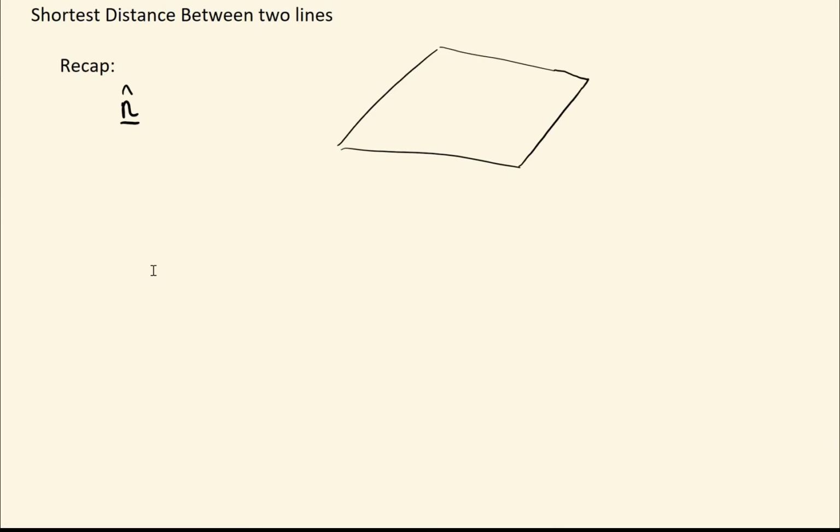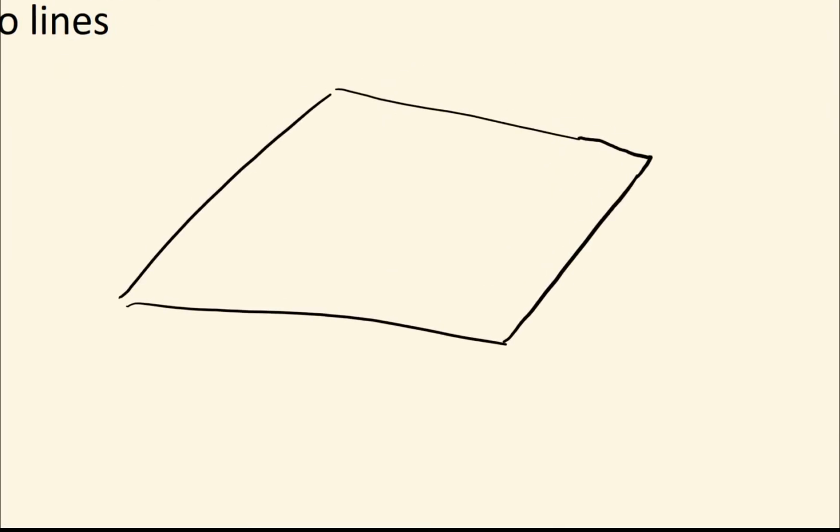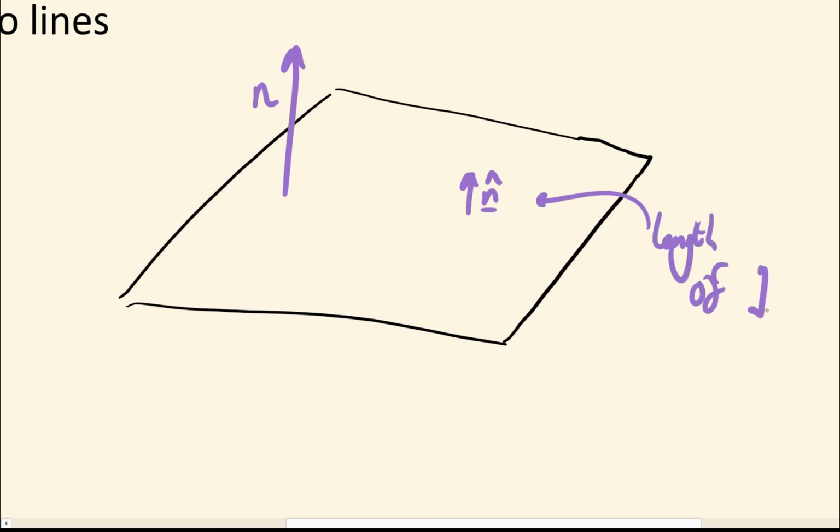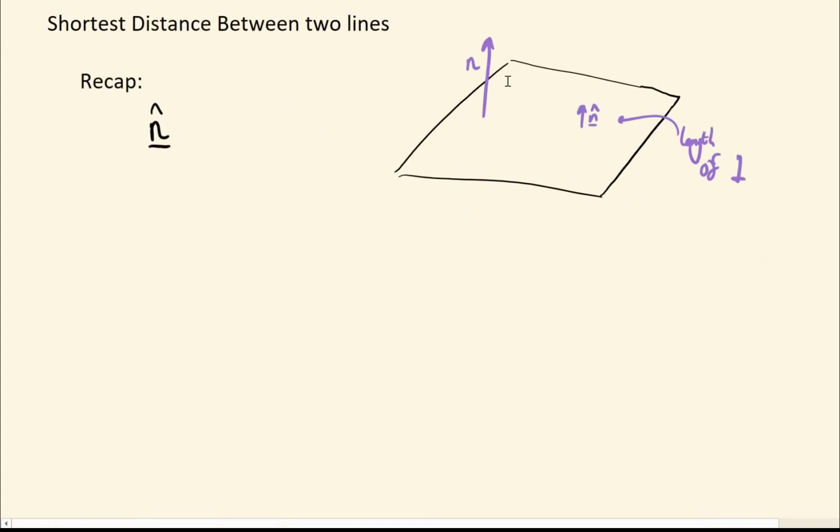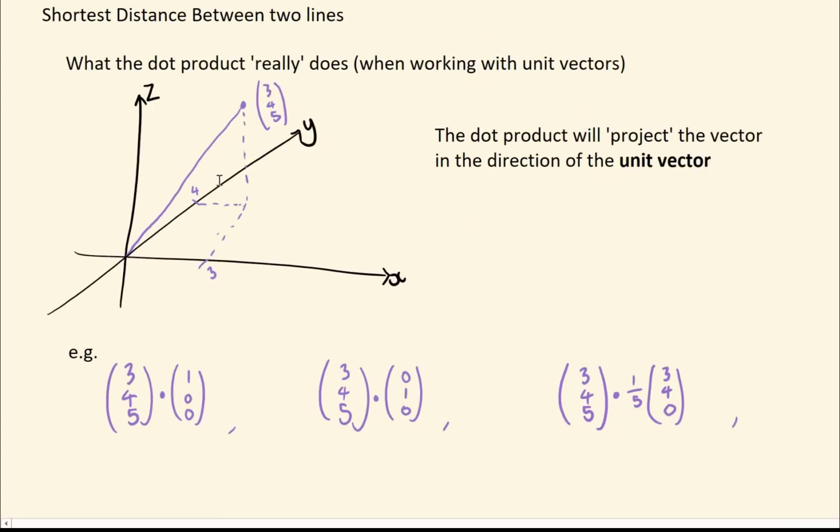Next, we saw this in the first part, we had n hat. So again, n was a normal vector. If I have n hat, all that means is it has a length of 1. And that is really important because when I explained the dot product, I sort of explained what it did, but there's kind of a better way to explain what it does. But this only works when we use unit vectors.